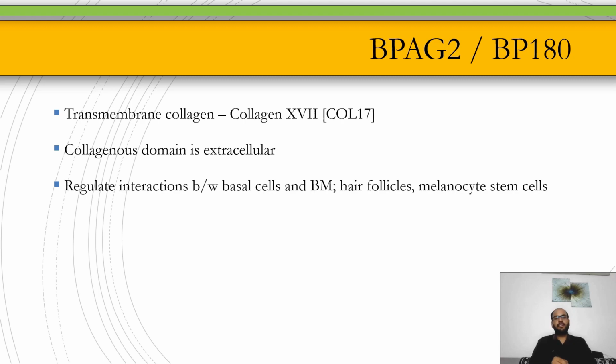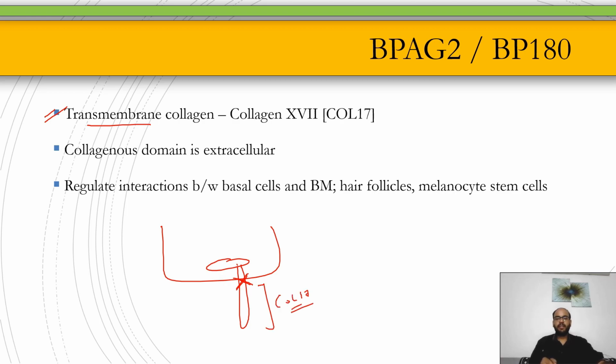So bullous pemphigoid antigen 2 is also known as transmembrane collagen. Why transmembrane? Because it crosses the cellular membrane. Okay, so you have the basal layer and then you have the BPAG2. Since it crosses the cell membrane, it is known as transmembrane. Since this is collagen 17, here you can have the transmembrane collagen 17.